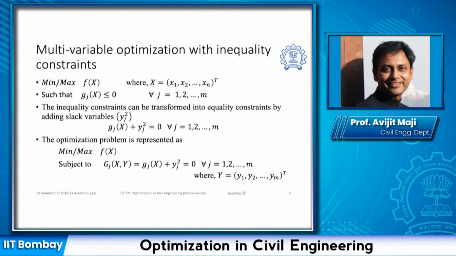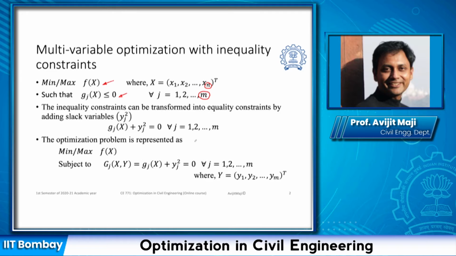Let us first refresh our memory on the multivariable optimization problem with inequality constraints. As we had said earlier, it can be represented as the objective function which needs to be minimized or maximized with the inequality constraints of this nature, where the constraint function g_j is less than or equal to 0. In this optimization problem, we have n number of variables and m number of constraints.